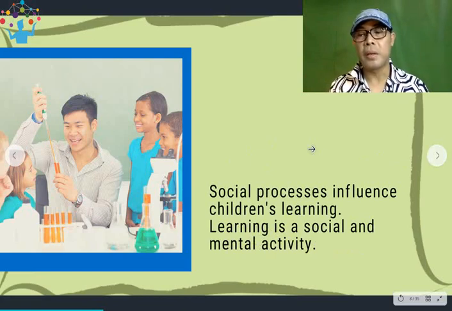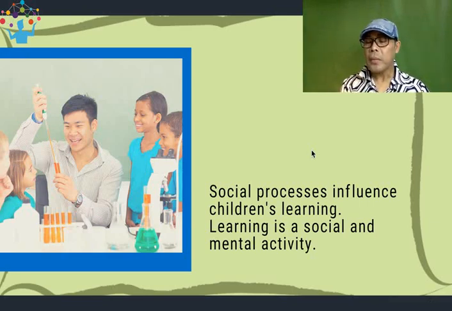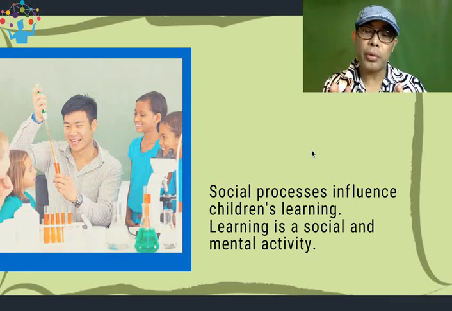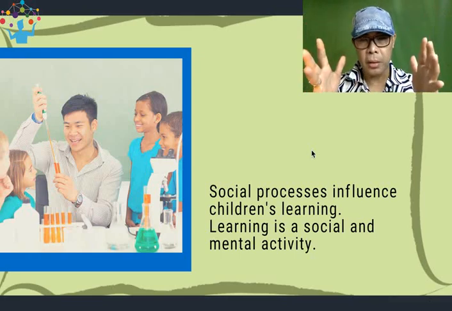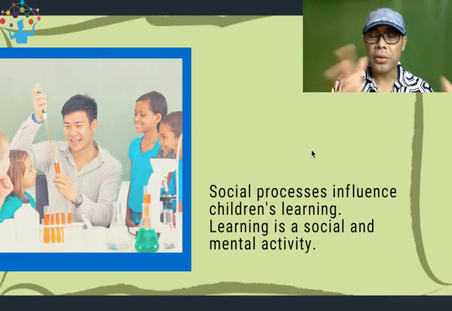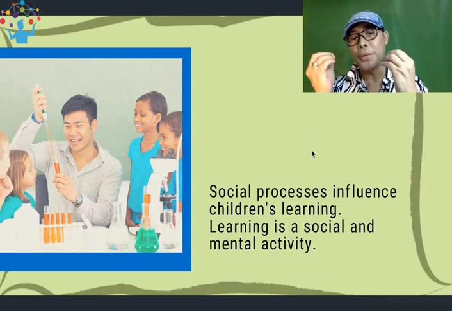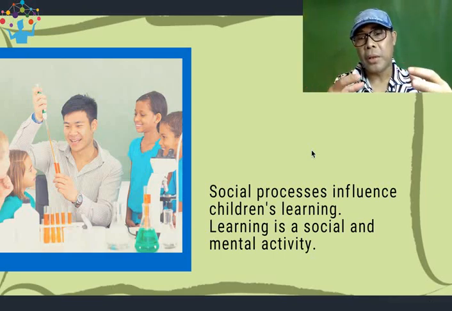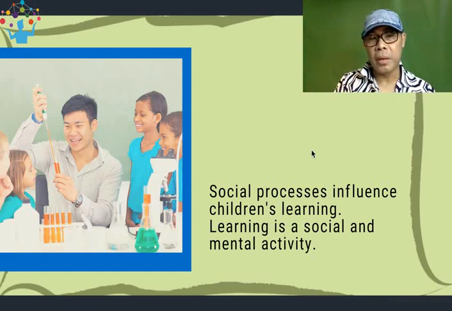Social processes influence children's learning. Learning is a social and mental activity. In comparison to the cognitive process, which is very much focused on the dynamics of the thoughts, on organizing the thoughts, in the constructivist theory it is not only about the mental activity, it is also about the interaction of people, the social connection. And very often these influence the way children learn.